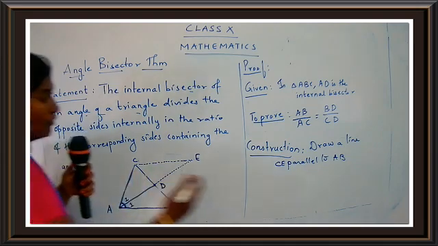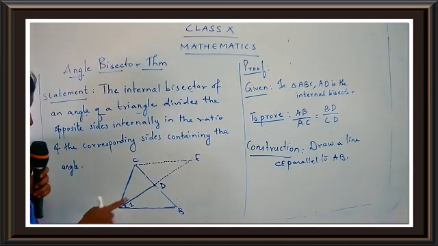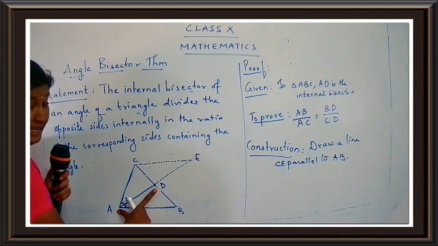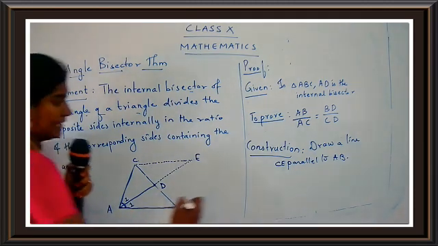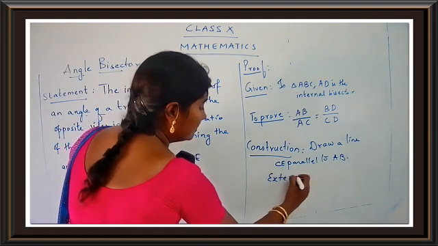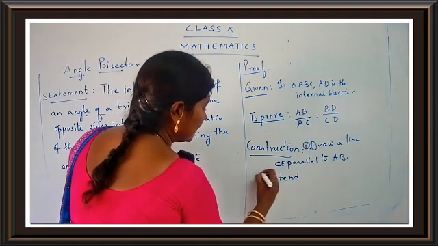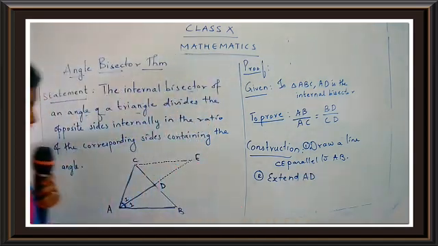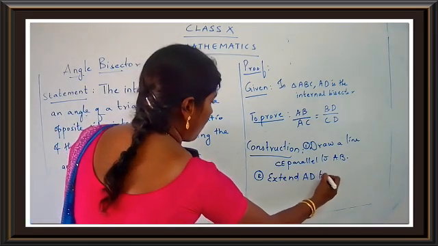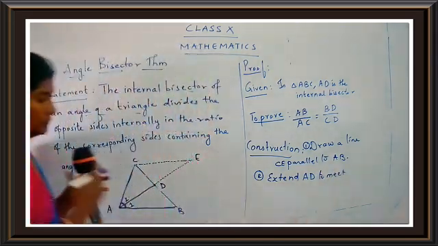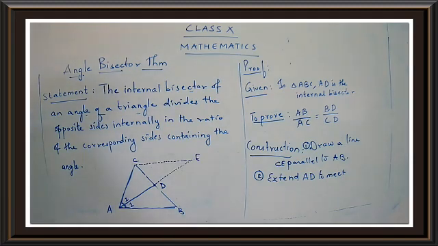And one more thing we did. What was the thing that we did? This is the first construction and I told you that we are going to extend AD such that it meets at E. Extend AD. This is the first one and this is the second one. Extend AD to meet line through C at E.